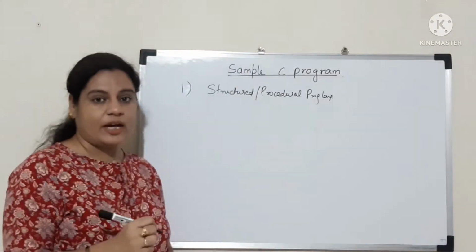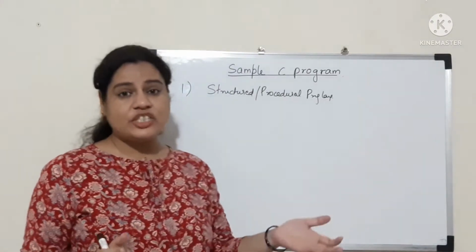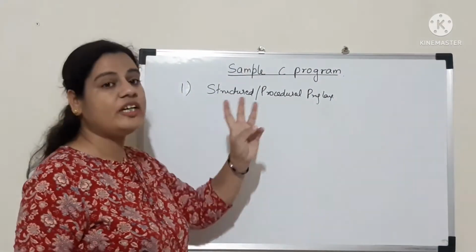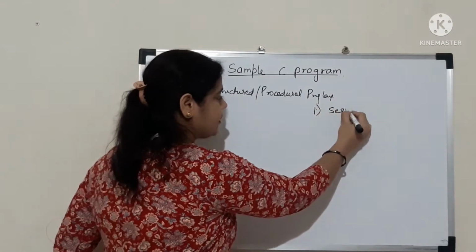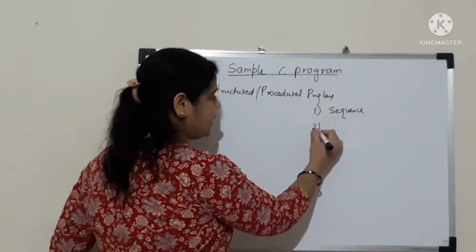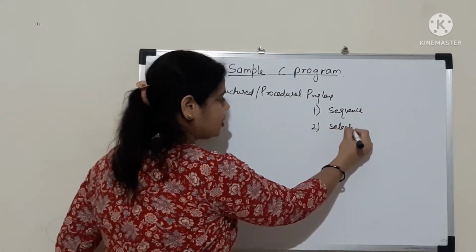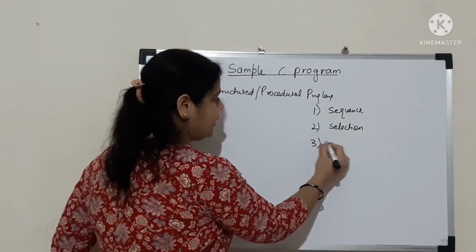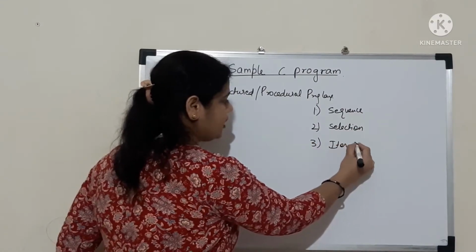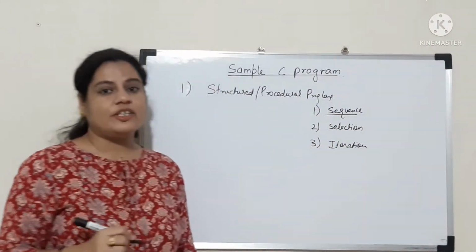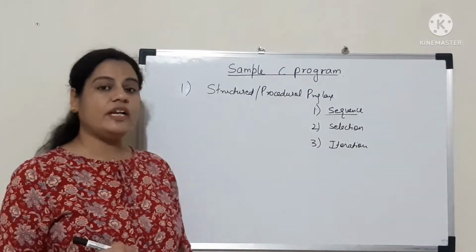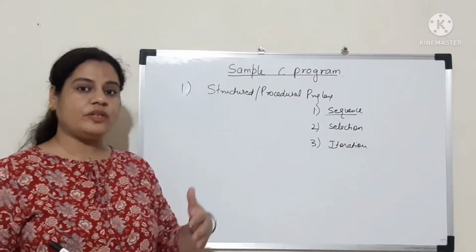Procedural programming language means basically it's a traditional programming language which has three things to follow. First is what? Sequence. Second is selection. And third is iteration. Sequence means the program will execute in a sequence.